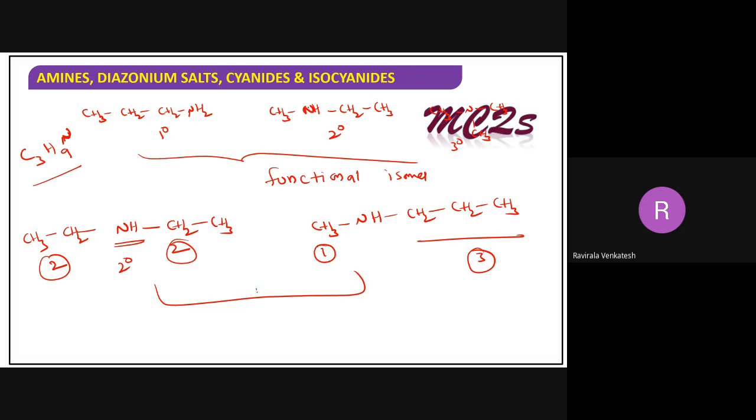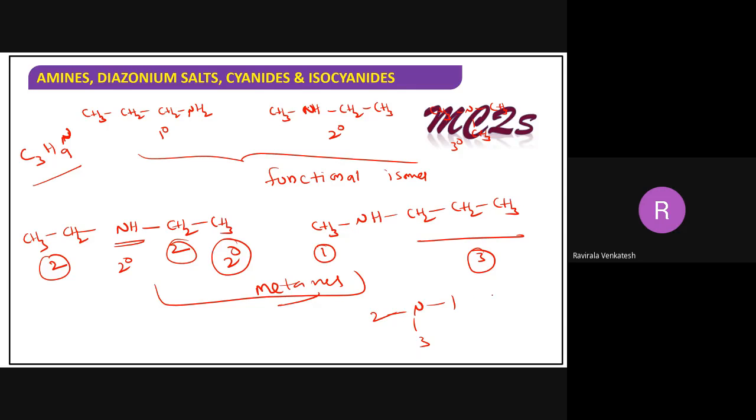Therefore, these two are called what? Metamers. So, metamerism is exhibited by just secondary amines. You can write tertiary ones along the same lines by just changing the number of carbons on either side. Mostly we take secondary, but tertiary also works. You put 2 carbons, 1 carbon, something, and 3 carbons.